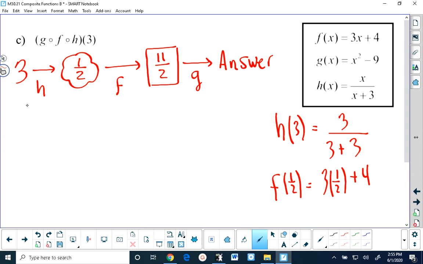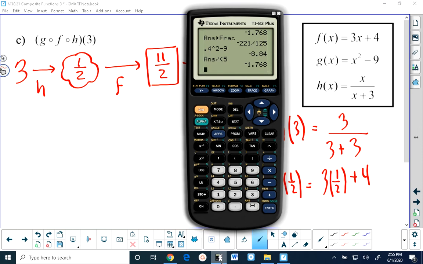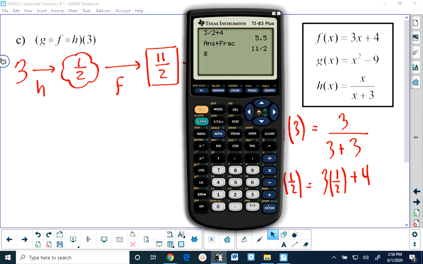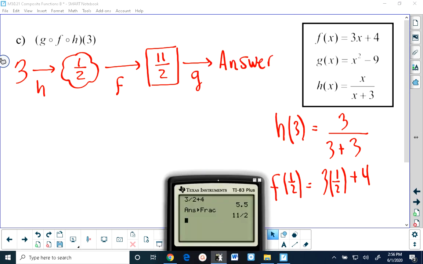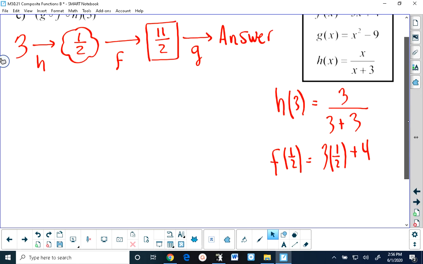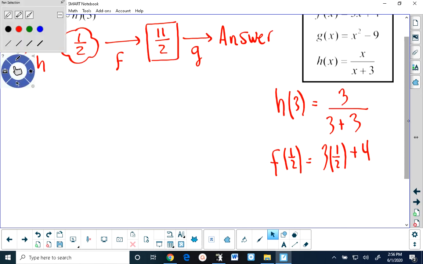Before I go any further, I should just check to make sure that that's correct. I'm pretty sure it is, but better safe than sorry. And it is. It's 11/2. Now what I need to do is take 11/2 and put it into g. So what is g of 11/2? Well, whatever it is, that's our answer.